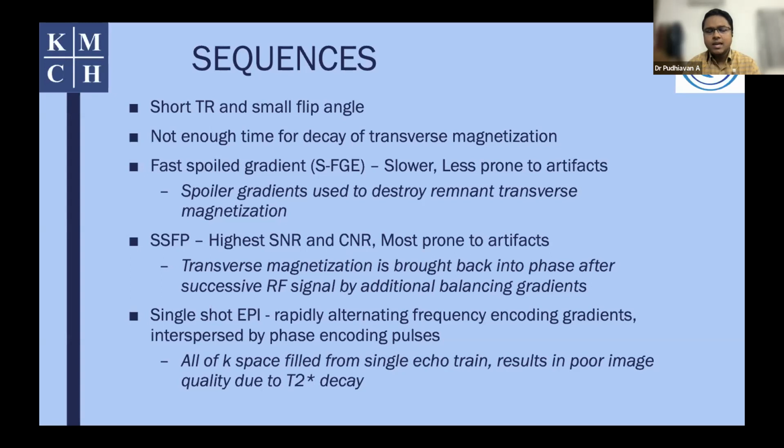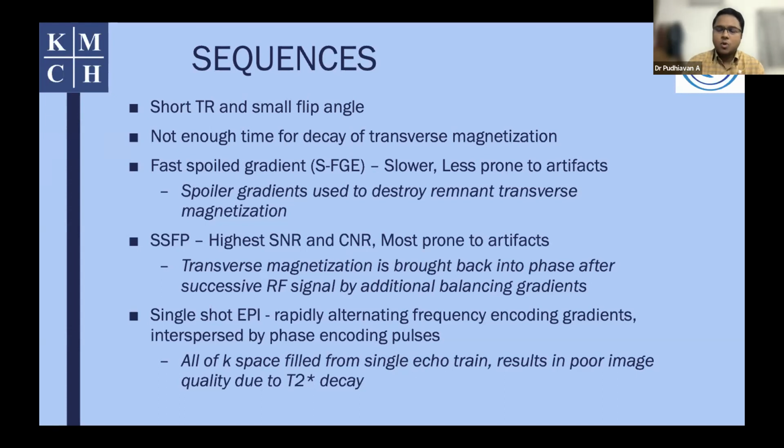And the third sequence is the echoplanar imaging, or the EPI sequence. So here we use an alternating frequency encoding gradient, which is interspersed with a few phase encoding pulses. So here the entire K space is filled with a single echo train. A radio frequency pulse is given and it is followed by alternating frequency encoding gradients, which produce multiple echoes, and a large echo train is produced by this sequence. The advantage of this technique is that it is much faster, but the drawback is that because of the long echo train, there is a lot of T2 star decay that happens in this sequence.